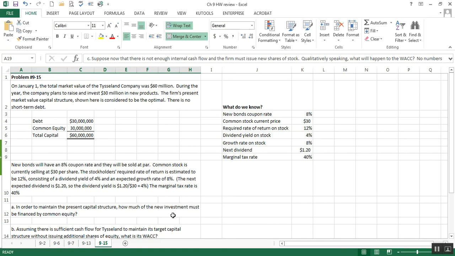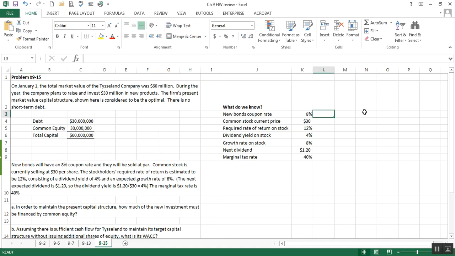The stockholders' required rate of return is estimated to be 12%, consisting of a dividend yield of 4% and an expected growth rate of 6%. The marginal tax rate is 40%. So what do we know? We know that the new bond coupon rate is 8%. The common stock current price is $30. The required rate of return on stock is 12%. The dividend yield on stock is 4%. The growth rate on stock is 8%. The next dividend is $1.20, and the marginal tax rate is 40%.